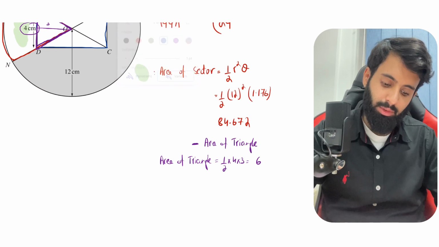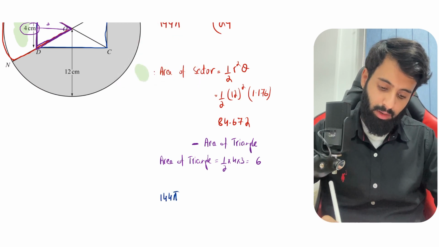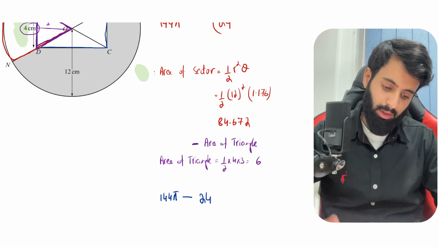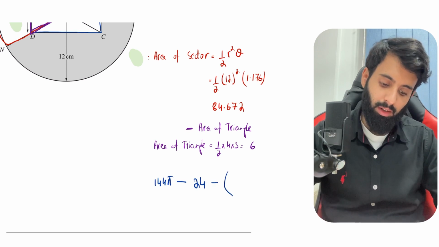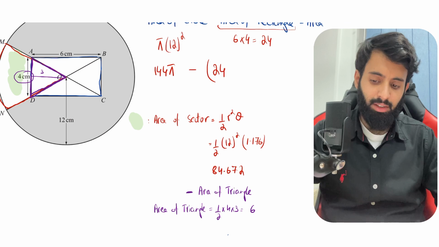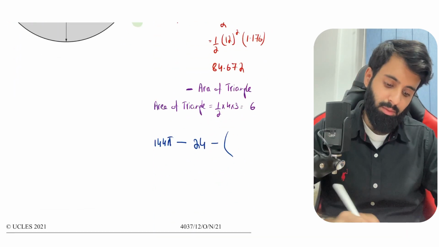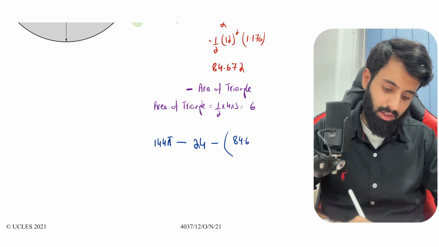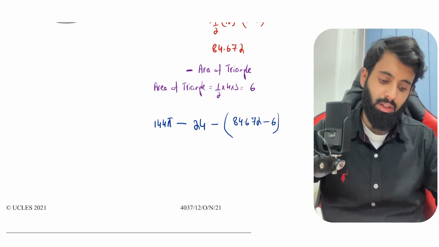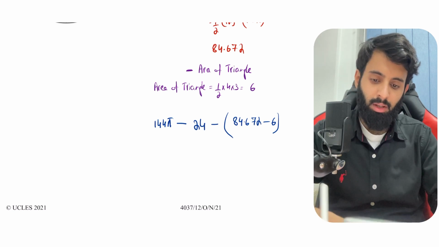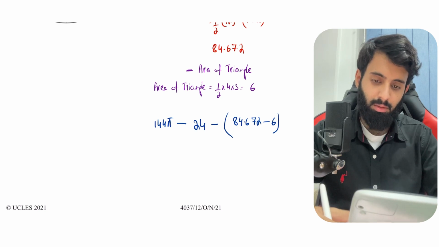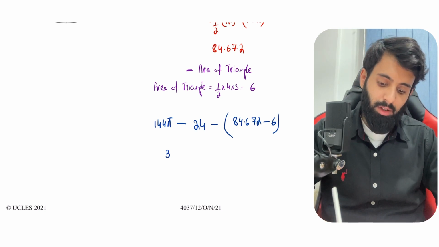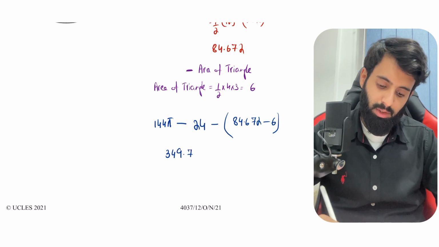So for that I'll switch to a neutral color. So 144 pi, and from it we're going to minus 24, something that we worked out, area of triangle, and from it we're going to minus the area of this region that I've highlighted in green, and this region will be 84.672 minus 6. So 144 pi minus 24 minus bracket open 84.672 minus 6. Now we close the bracket and we are finally looking at 349.7, which if we round off correct to 3 significant figures is going to be 350 centimeters squared.